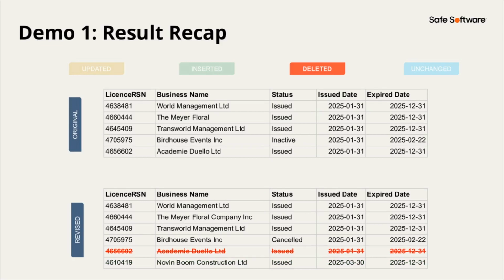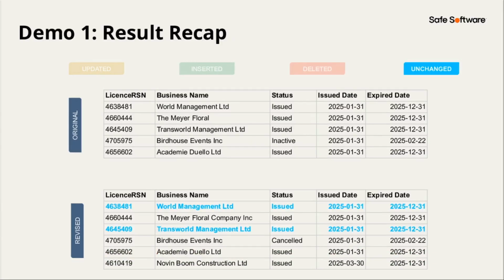In red there, Academy Duello Ltd. exists in the original, but not in the revised dataset, so it's treated as deleted. And finally, entries like the World Management Ltd. and Chance World Management Ltd. appear identical between the two versions here, so these are sent to the unchanged port and are not written back to the database.